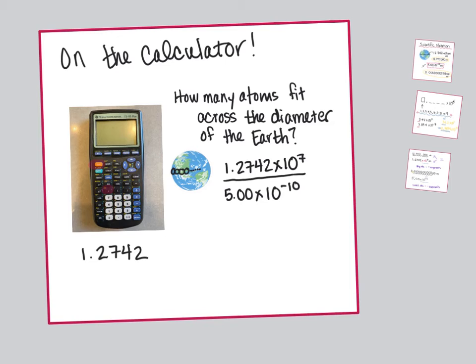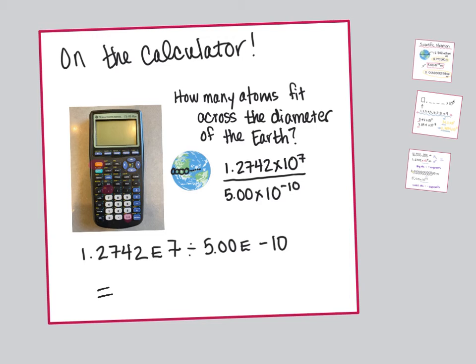Okay, so here we go. Second EE, it'll give you an E, and then you're going to put the power in, 7, and then we'll do divided by 5.00, and then second EE, it'll give you an E, negative 10. Watch out for the negative 10, make sure you put a negative sign in there and not the minus. You want to use this button on your calculator. When you hit enter on your calculator, it's going to come up with an answer for you.